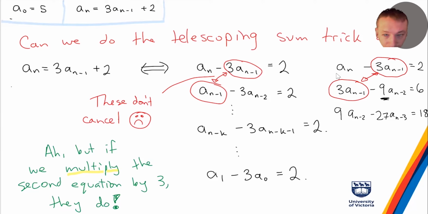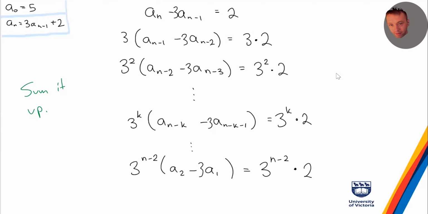So here's what I do formally. The first level, I just leave as a_n - 3a_{n-1} = 2. The second level, I multiply by 3 on both sides. Remember, it has to be on both sides. The next one, I multiply by 3 squared, which is 9, and so on and so forth. The kth level, I multiply by 3 to the k. We go all the way down to the level a_2 - 3a_1, and actually one more level: 3^{n-1}(a_1 - 3a_0) is 3^{n-1} times 2.